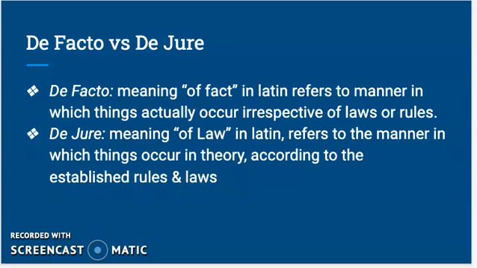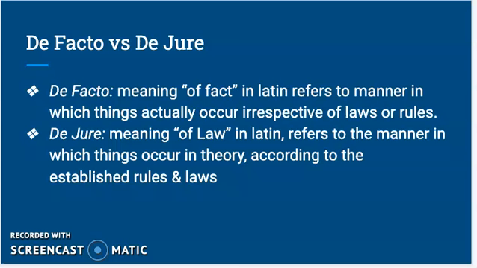All right, so de facto versus de jure. De facto, meaning literally of fact in Latin, refers to the manner in which things actually occur irrespective of laws or rules, versus de jure, meaning of law in Latin, which refers to the manner in which things occur in theory or according to the established rules and laws. So this is the difference, right?